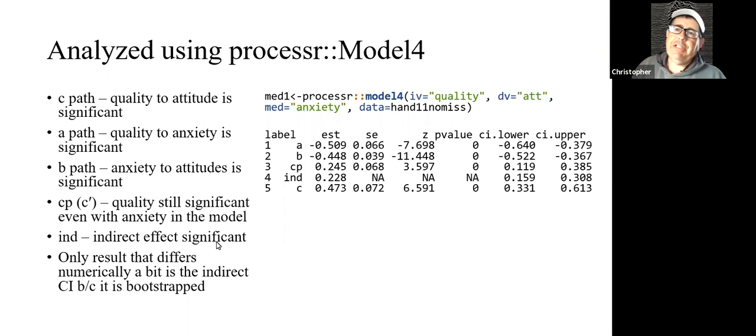These results actually correspond directly to the regression results that we saw in the previous slides. The only place where they differ a little bit is in terms of the confidence interval for the indirect effect, and the reason for that is that these are bootstrapped, they're not calculated.